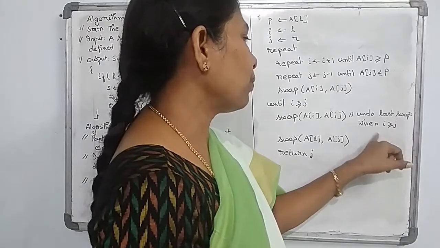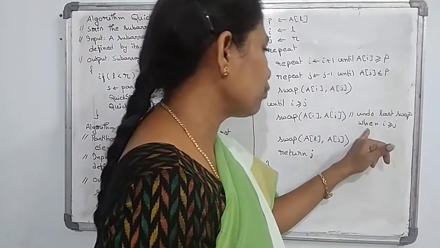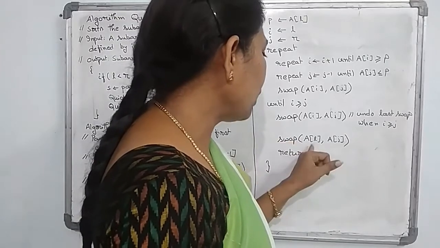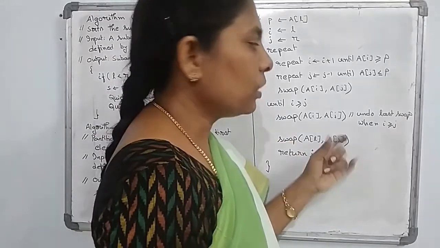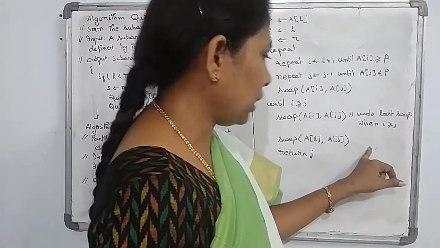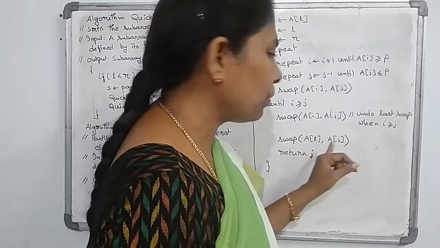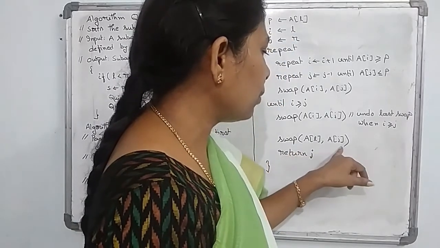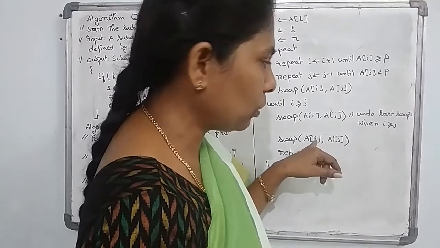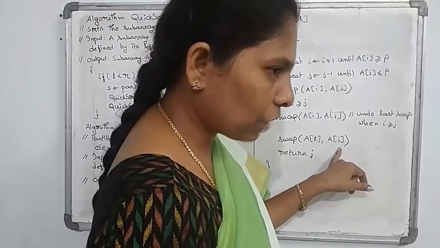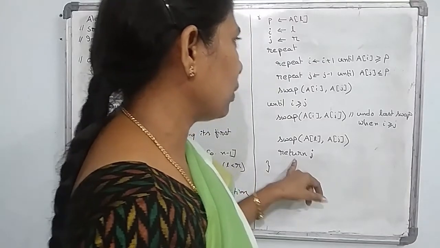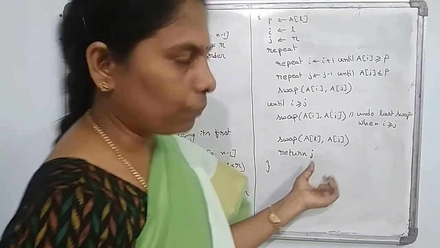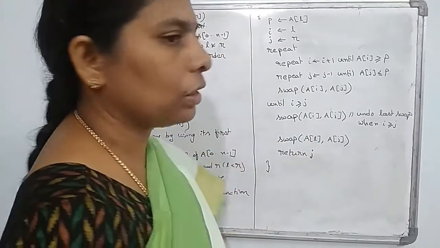After that, undo the last swap. What is the last swap we applied? This last swap must be undone. Otherwise, you swap A[L] and A[j]. That means if j is greater than i, you swap the pivot element with A[j]. A[L] is the pivot element. You swap the pivot element with A[j] and return j. This process must be applied to partition the array. So this is the algorithm you can apply for quicksort.